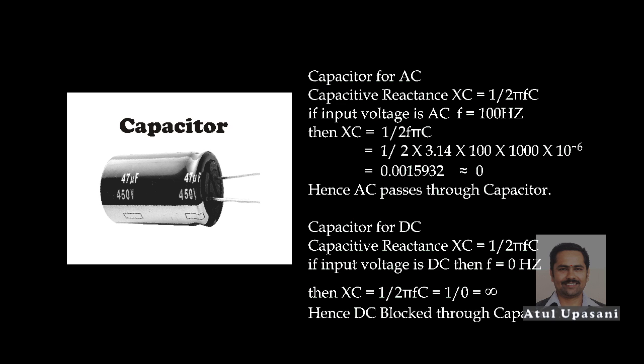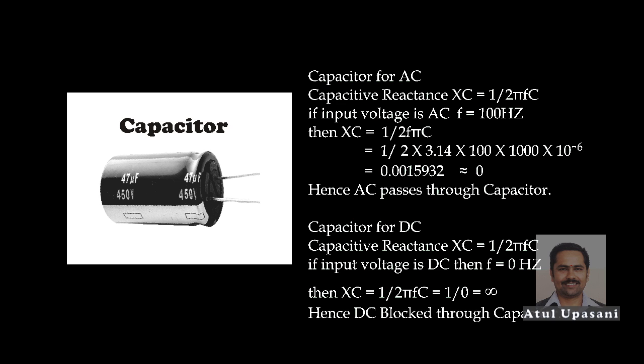Hence, we can say that when DC current is applied to the capacitor, the opposition by the capacitor, that means the reactance, is found to be infinity. Infinity means it has very high opposition. That is why when DC current is applied to a capacitor, the capacitor will block that DC current. So if a capacitor is used for AC voltage, the opposition is 0, and if it is DC, the opposition is infinity. So a capacitor passes AC and blocks DC.